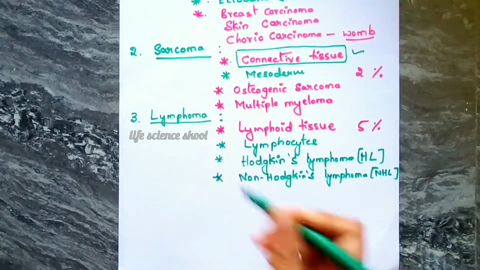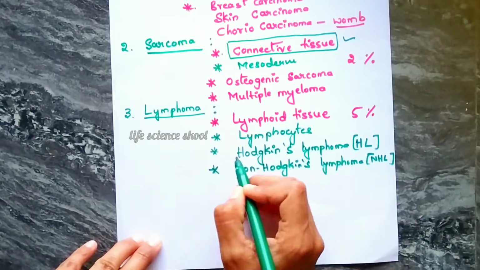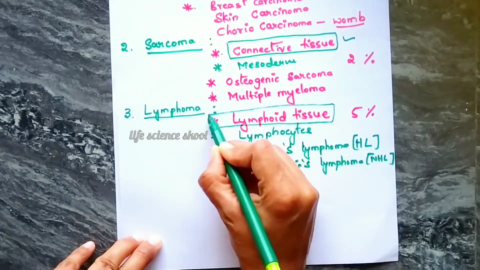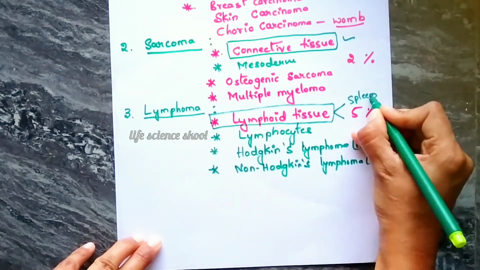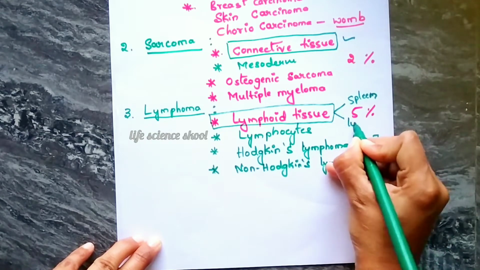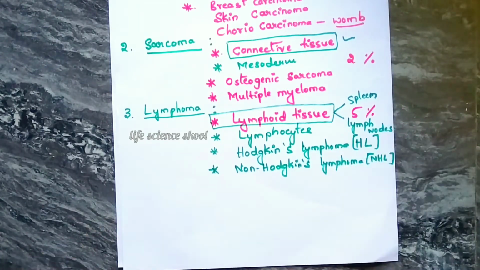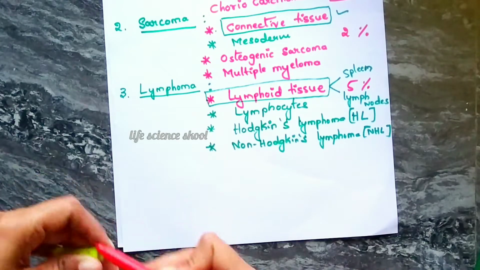And remember, if you hear the type of cancer lymphoma, it usually originates from which type of tissue? A type of tissue called lymphoid tissue, that is spleen and lymph nodes. Okay, so that's about the third type of cancer. We will move on to the next, that is the fourth type here.